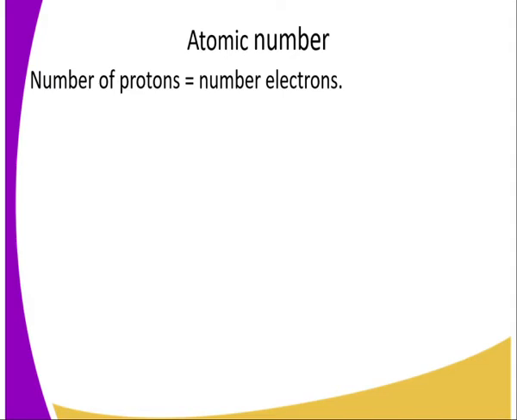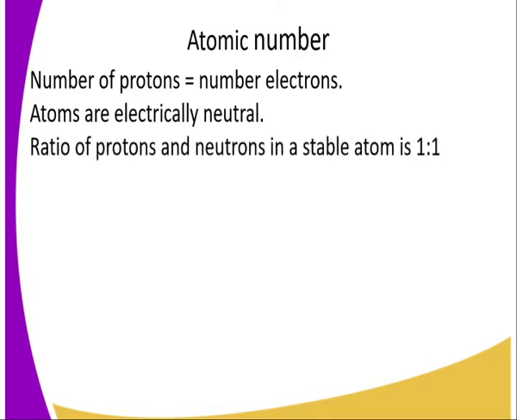The atomic number is the number of protons, and the number of protons is equivalent to the number of electrons. So atoms are electrically neutral. Why? Because the number of protons, positive charges, is equivalent to the number of electrons, negatively charged particles. Therefore, equal charges neutralize one another. And that's why an atom is said to be electrically neutral. Within the nucleus, the ratio of protons and neutrons is 1:1 for a stable atom. If this is not adhered to, that atom is said to be not stable. But we refer to that when we are looking at a nuclear composition and changes in radioactivity.